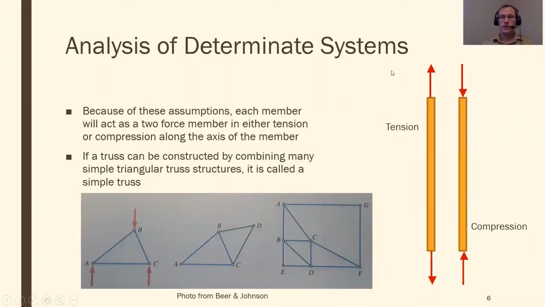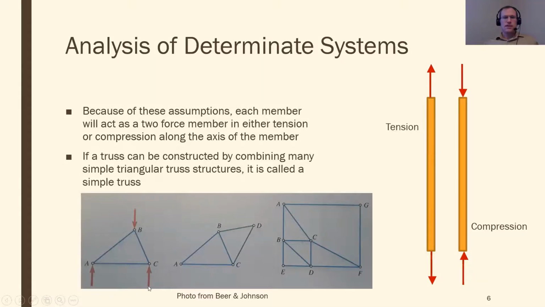The rule is that tension, by convention, is positive. So any force that pulls on both ends is a positive internal force. Compression, therefore, is negative. So any force that pushes on both ends of the object is negative.